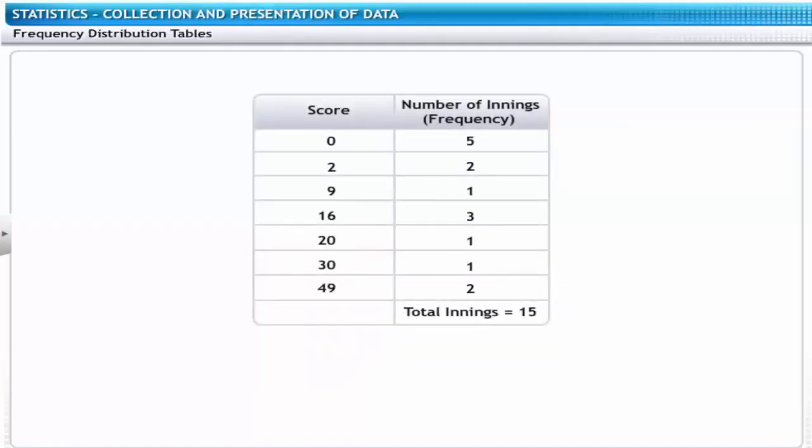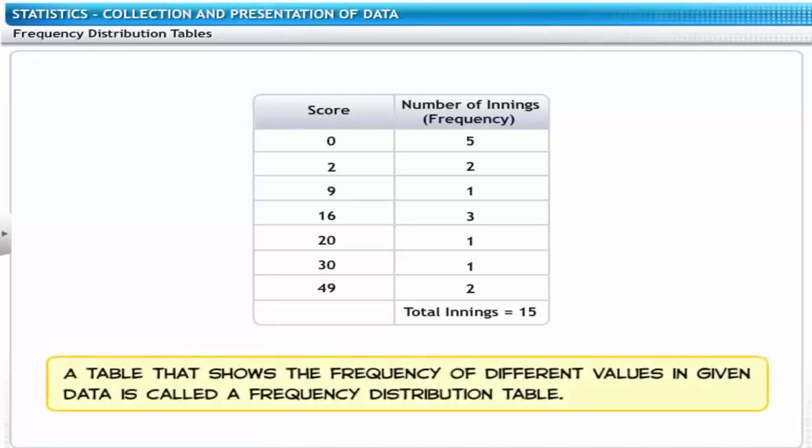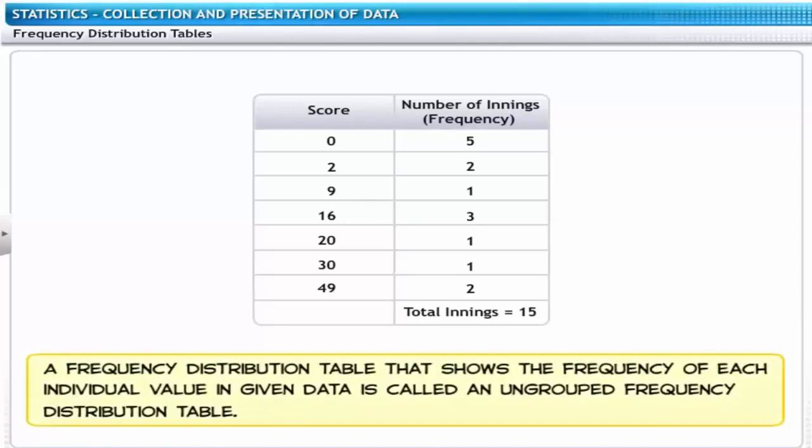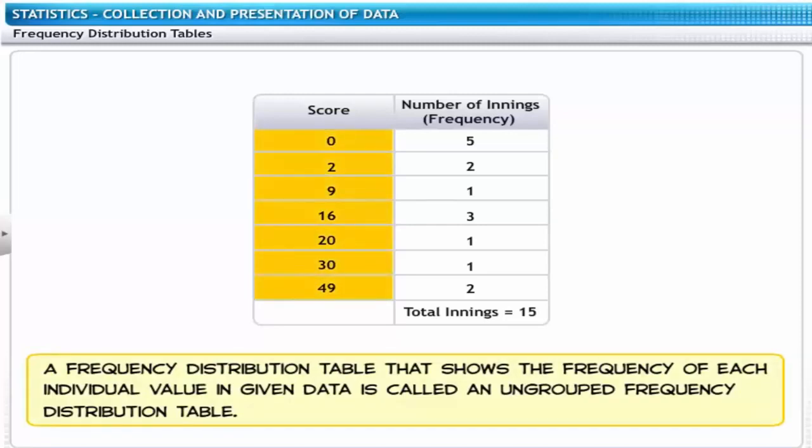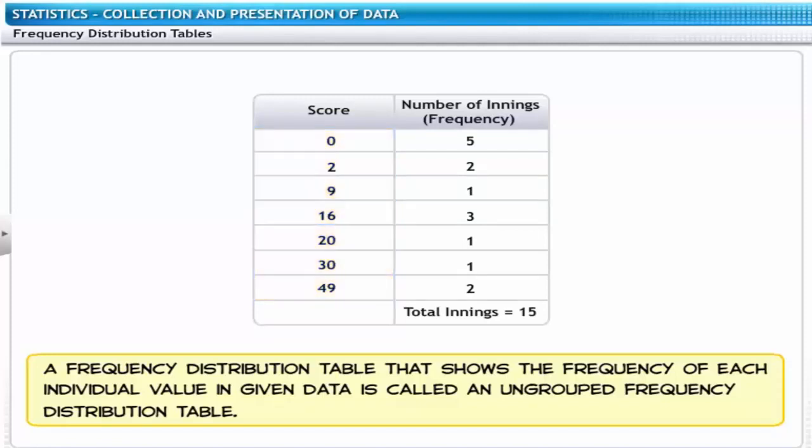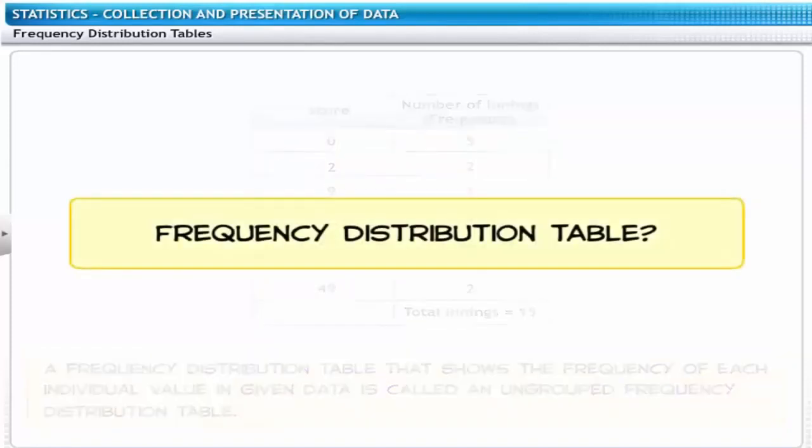Remember, this table was created to present Mr. Pinch Hitter's scores in the last 15 innings. Since this table shows the frequency of different values in given data, it is called a frequency distribution table. The frequency distribution table shown here gives the frequency of each individual value in the given data. It is called an ungrouped frequency distribution table. Is there any other type of frequency distribution table? Let's find out.